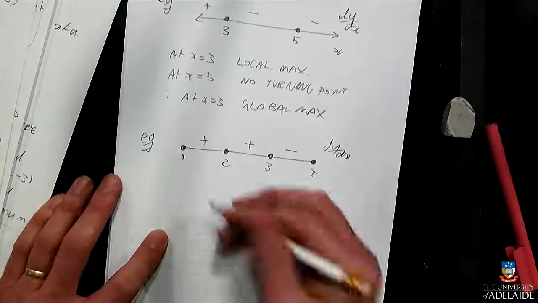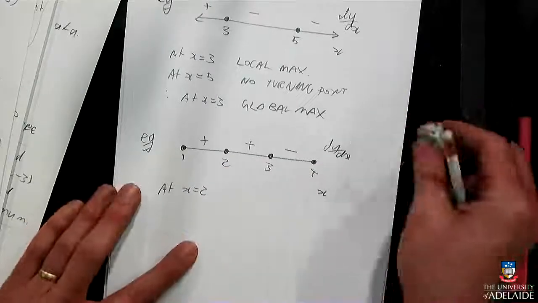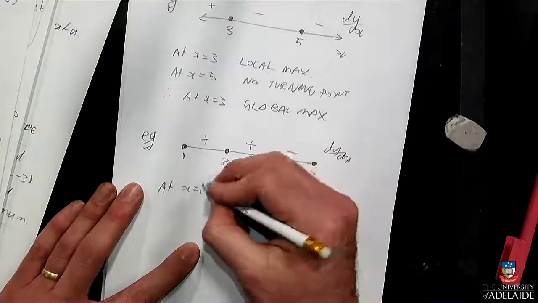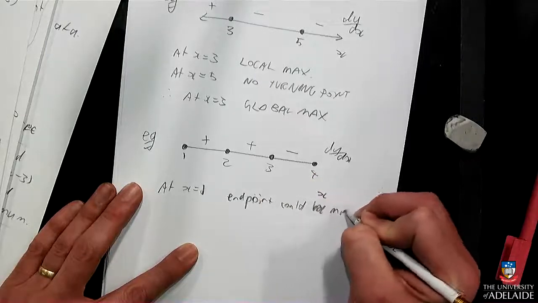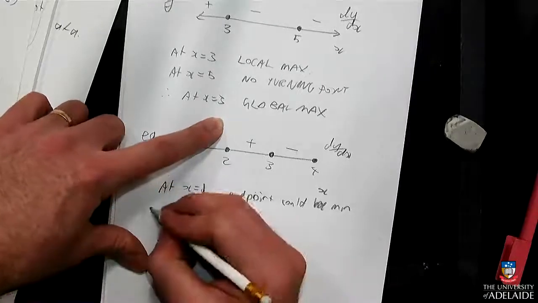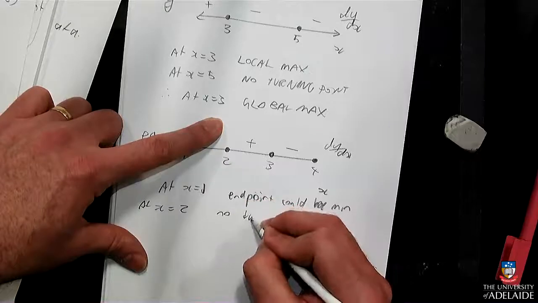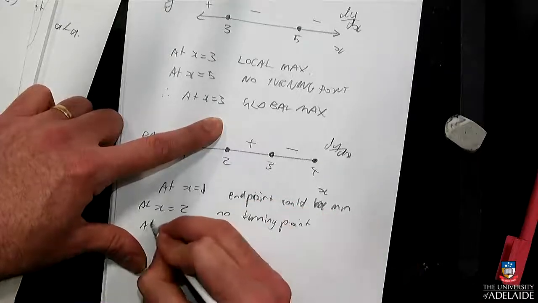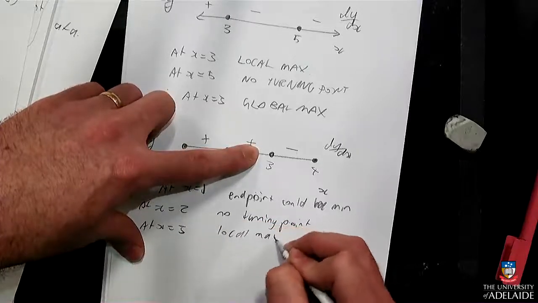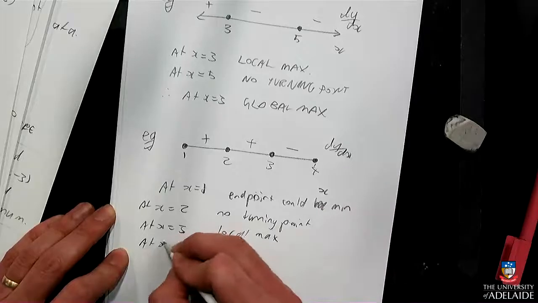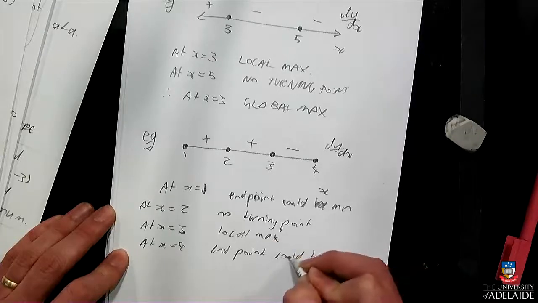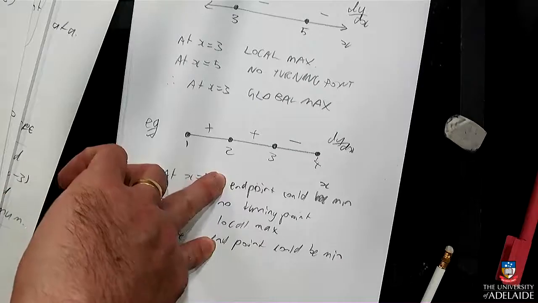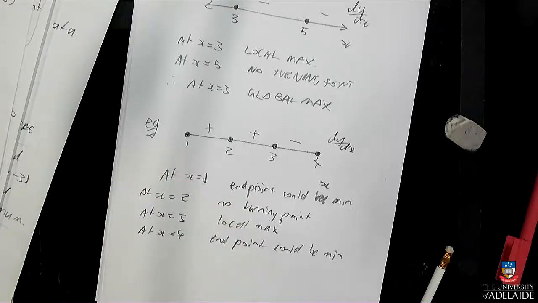So at x equals 1, and that's an endpoint, and it could be a minimum because it goes up from there. At x equals 2, there's no turning point. At x equals 3, it's a local max because it goes up and then down. And at x equals 4, it's an endpoint, but it could be a minimum. And so then if I wanted to find the minimum, I would just sub those two in. And if I wanted to find the maximum, it would be that one. It's a global maximum. And I would have to compare these two to figure out which one it was. Thank you very much this time.